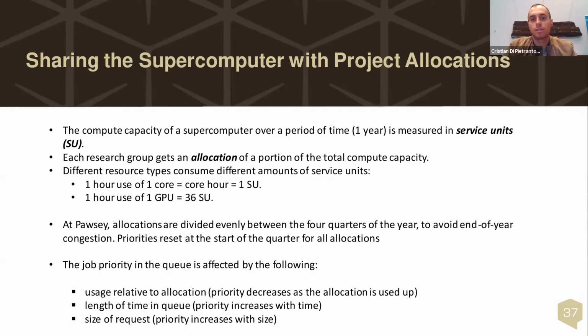The way we do so is through a merit allocation process. Each year, a user or research group applies for time on the supercomputer and gets a certain amount of service units. At Pawsey, we further partition each allocation into 4 equal parts, which correspond to the 4 quarters of the year. You need to consume each quarterly allocation within the quarter, otherwise it's gone.